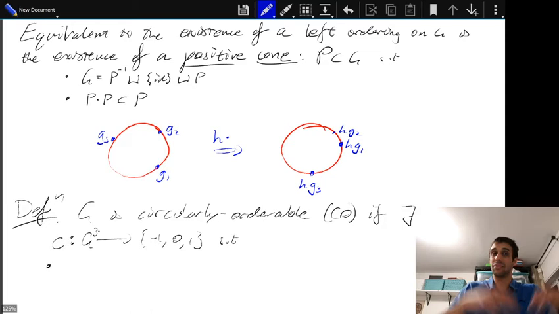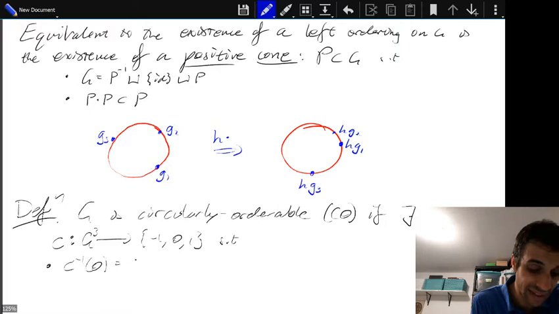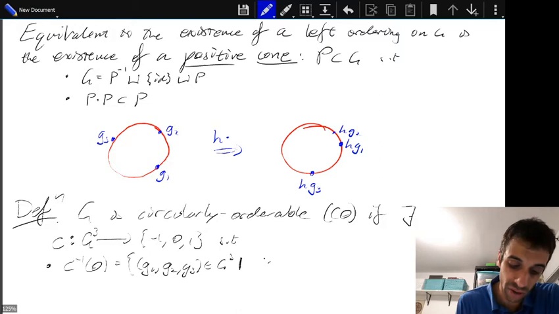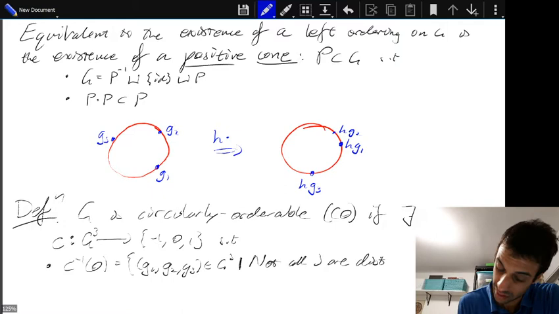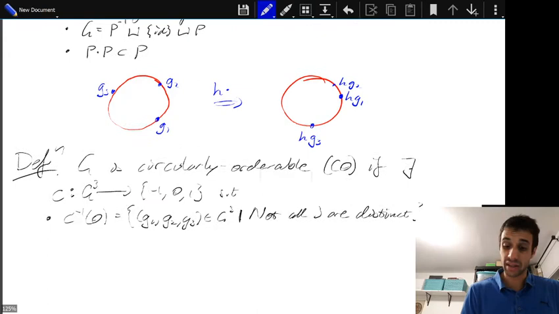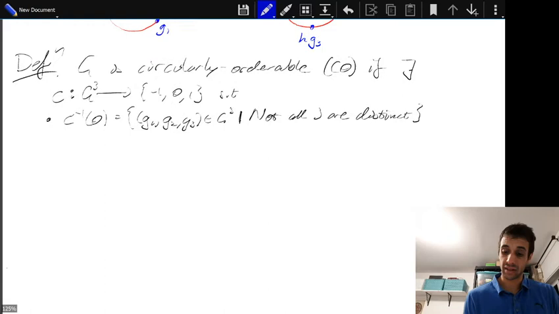So the first property is that the pre-image of zero is exactly all the triples (g1, g2, g3) in G cubed such that not all three are distinct. Okay, so this is the degenerate situation. Great, so those are all the things that get sent to zero.